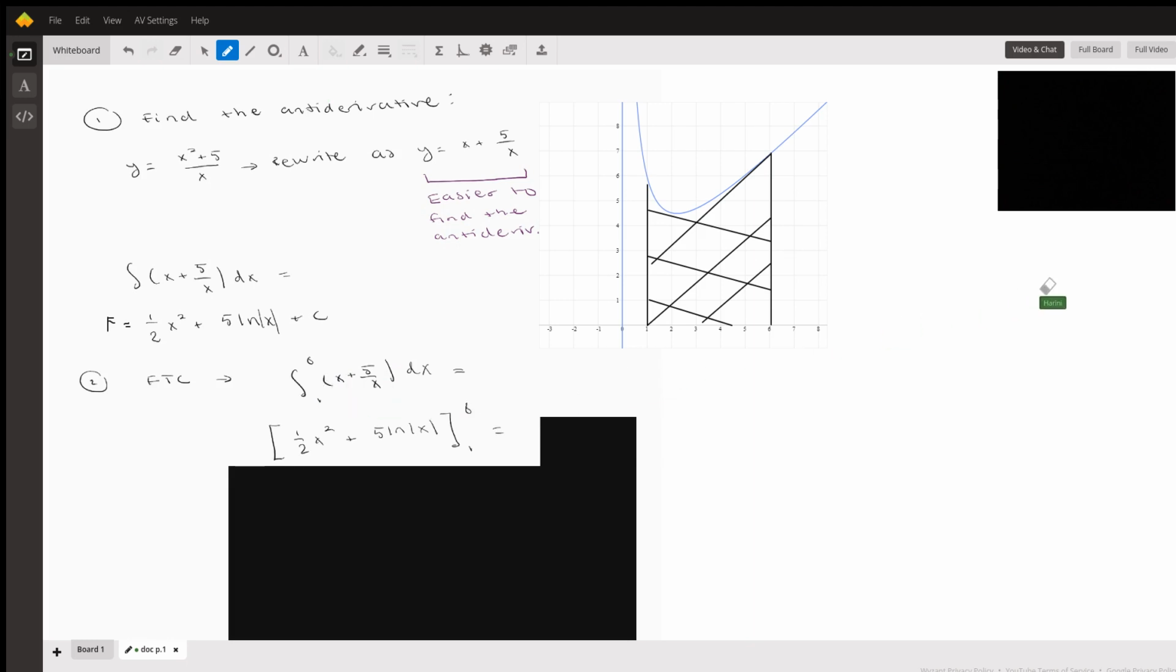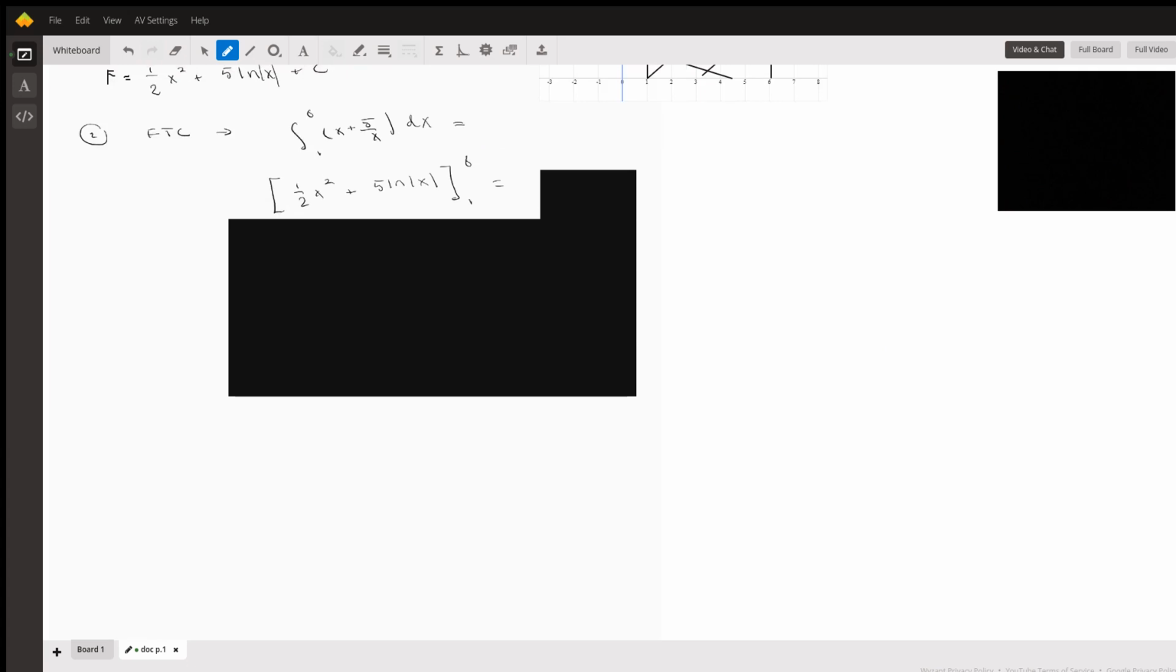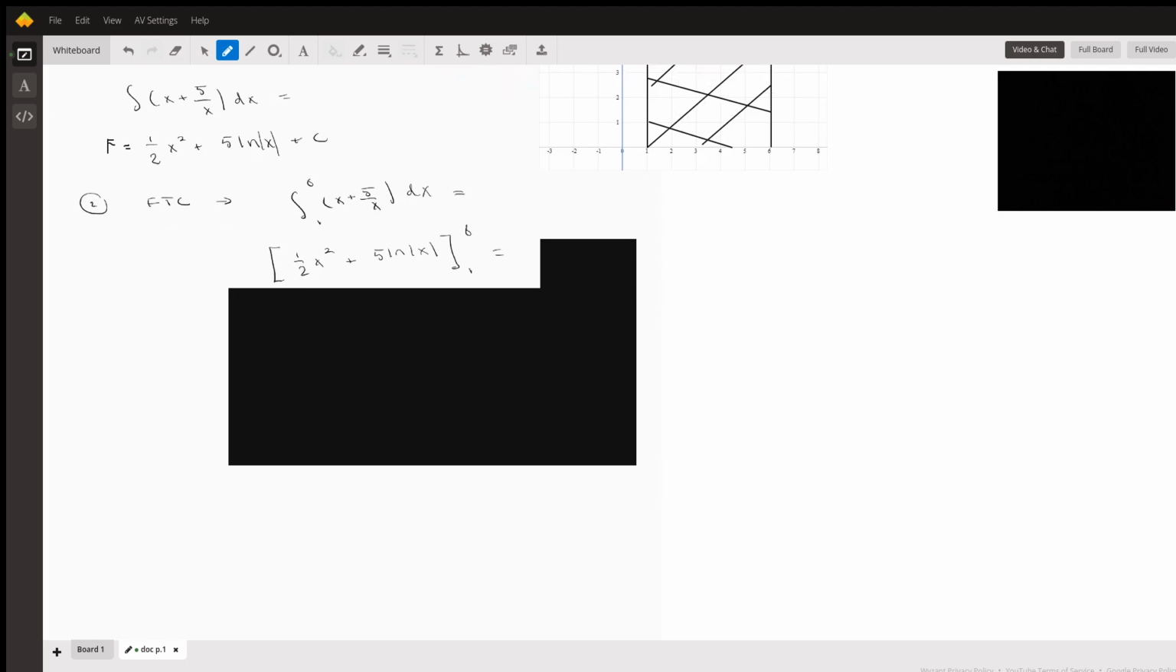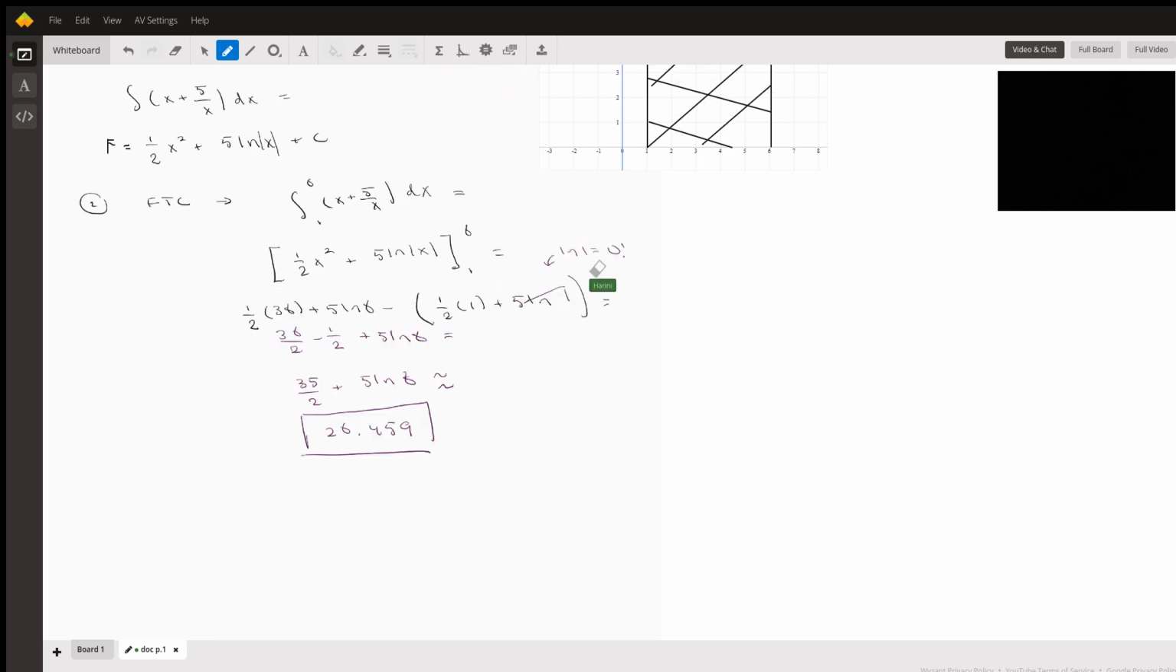And from here, it's just a matter of, again, knowing your rules and being careful with your arithmetic. And you should just get a final value of 26.459 if you follow my calculations.